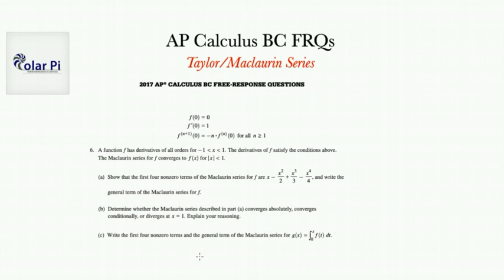A function f has derivatives of all orders. The derivative of f satisfies the Maclaurin series. Show that the first 3 non-zero terms. Okay, guys, I'm not going to do this. Should I? And then the general term. Determine whether or not the Maclaurin series described converges absolutely, converges conditionally.